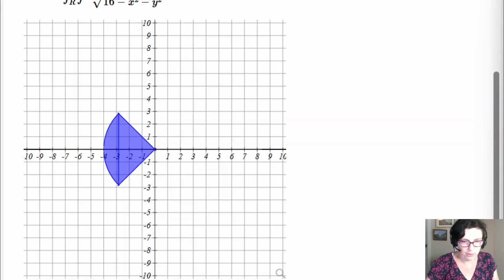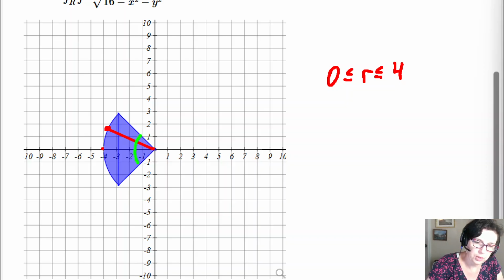And it's going to start over here somewhere, right? At 0, that would be the distance to the origin. And then when we are on the circle, we're going to go all the way till the radius of the circle. Looks like the radius is 4, right? So your r is going to go from 0 to 4. And then theta would be from over here to over here.